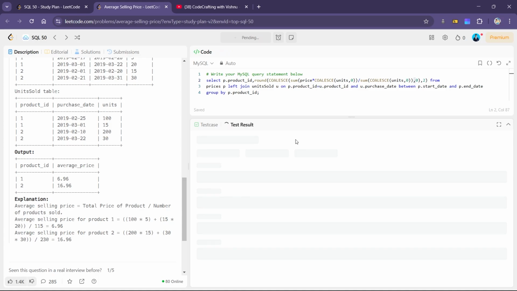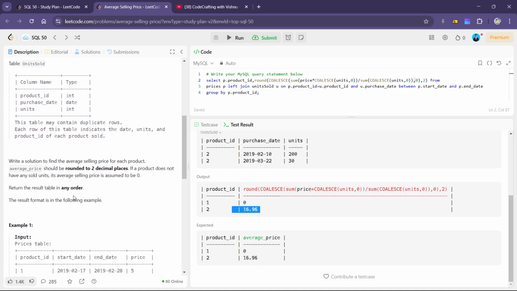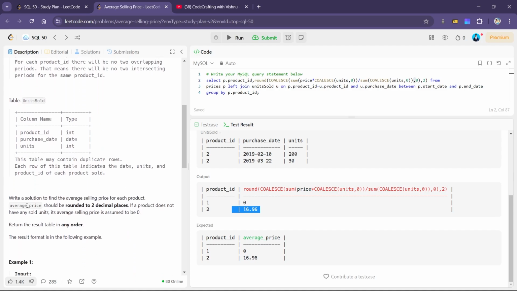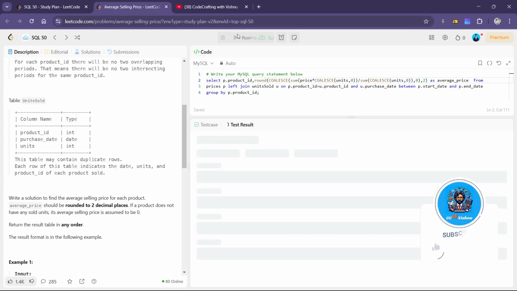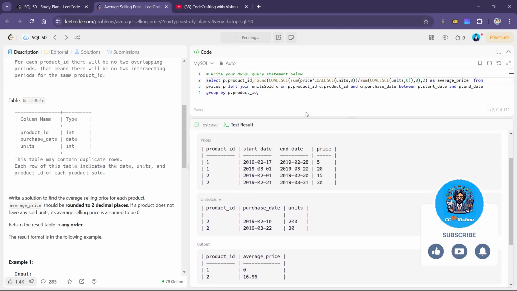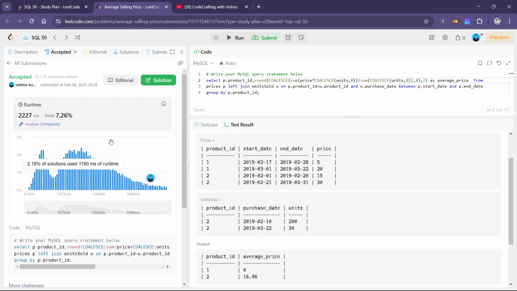So let's check if this query works fine for this test case or not. Okay, so we got the result as true, that is first is 0 and 16.96. The thing is that we have to select the average column as average price. Okay, so we'll select it as average price. Okay, so we got the correct result. Now let's try to submit this. Okay, so our solution got accepted.